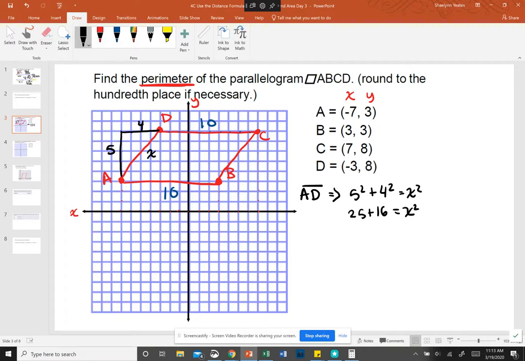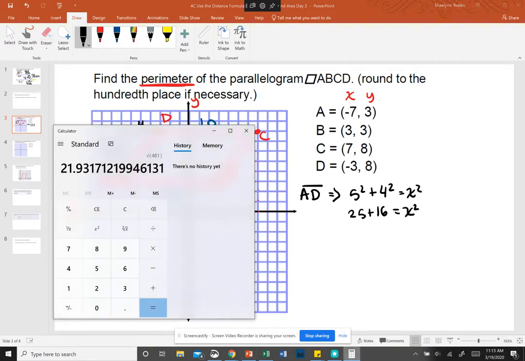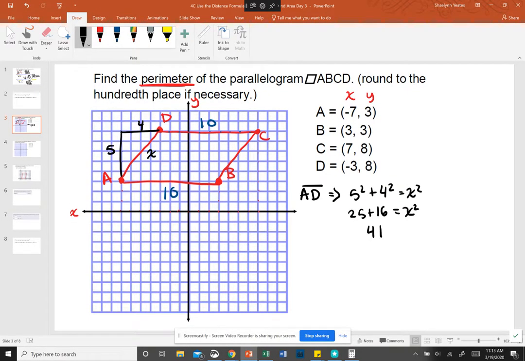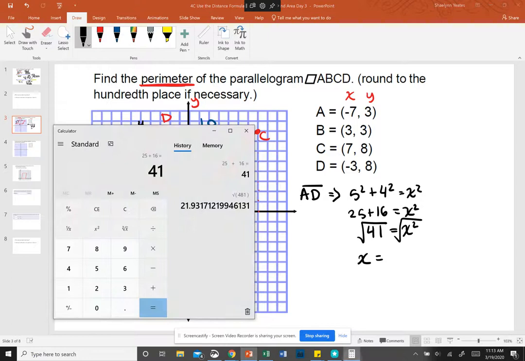If I do 25 plus 16 in my calculator, it's 41. So I have 41 equals x squared. Well, x isn't quite by itself yet, so I'm going to take the square root of both sides. And I get x equals, so we're going to take 41, take the square root, 6.40.